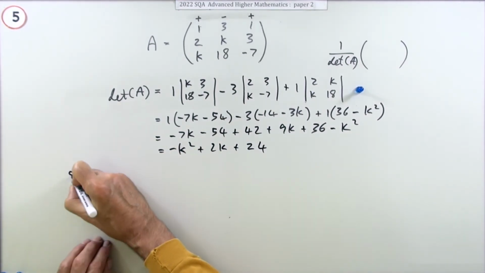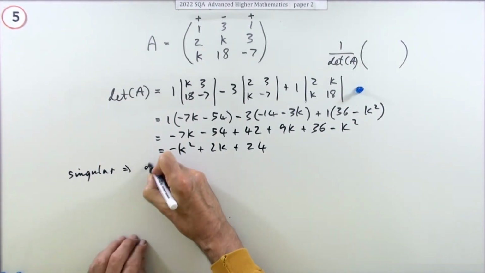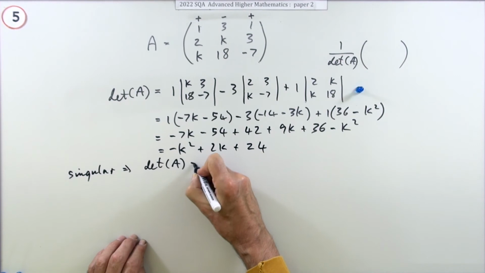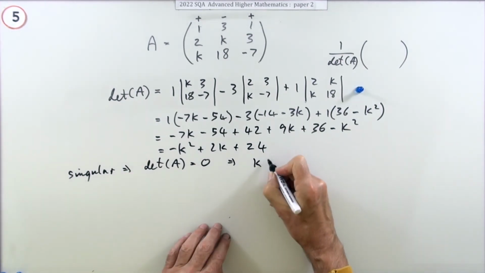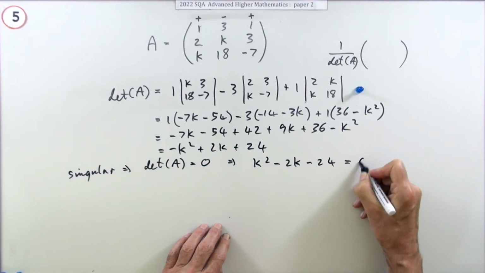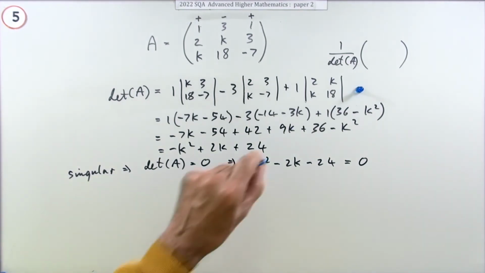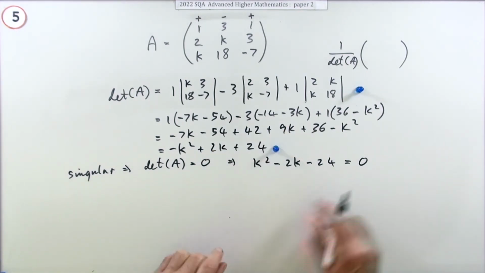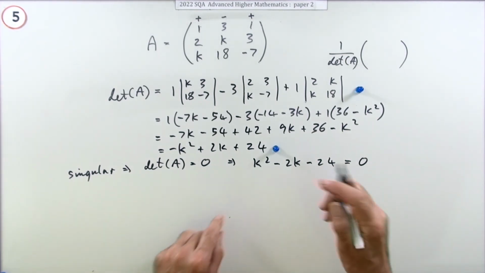Now, put the statement. Singular means that the determinant of A should equal 0. So just flip that around, which means that k squared minus 2k minus 24 should equal 0. Now, the next mark came just for finding this result here, rather than stating it was equal to 0. The last mark comes from equating it to 0 and then solving it.